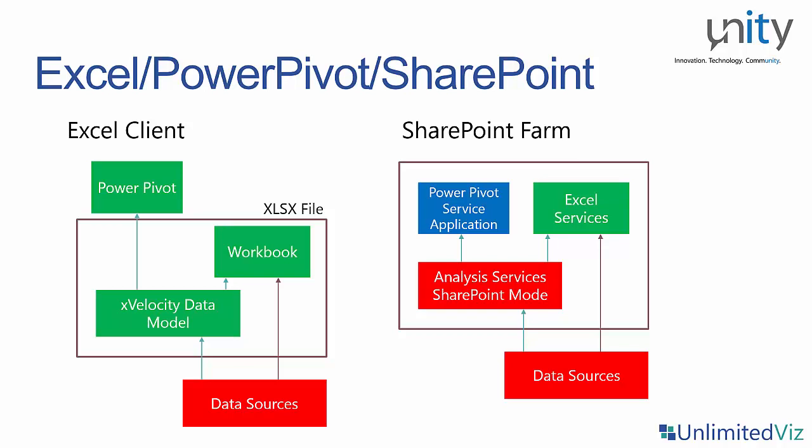Now, if we take that same file and put it into the SharePoint farm, we use different elements in the SharePoint farm to do the same sort of thing. In the case of SharePoint, Excel Services becomes the presentation layer for the workbook, and it connects either to SSAS SharePoint mode, which is, of course, the Power Pivot for SharePoint component, or to the data sources directly via an ODC connection. That's kind of the traditional way of doing it if we don't have Power Pivot. The Power Pivot for SharePoint service application is responsible for keeping the data up to date.